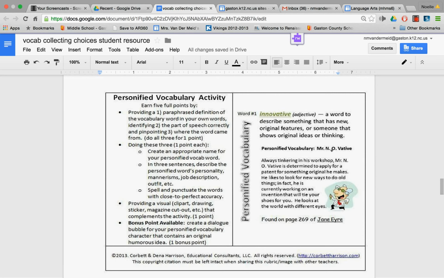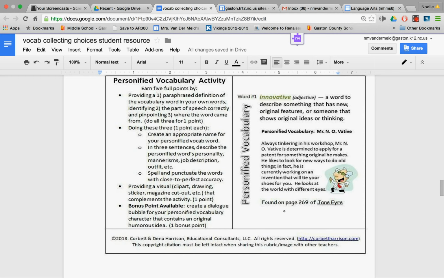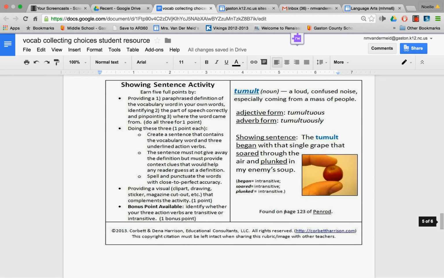This example here, Mr. Innovative, worked really well with his initials. Not all words work that way. Let's say we were going to do a word like victorious. You might want to make the personified vocabulary word's name Vicky Victorious. Anything that uses the word or a form of the word in a creative way for the name. These get really, really funny the longer throughout the year and the better people get at doing these.